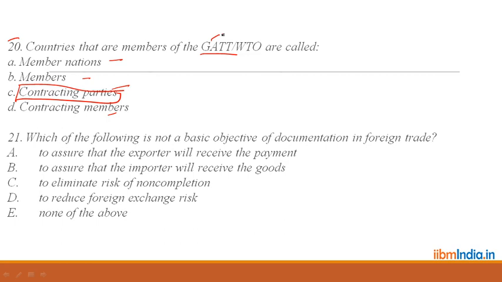Which of the following is not a basic objective of documentation in foreign trade? To assure that exporters will receive the payment, to assure that importers will receive the goods, to eliminate risk of non-completion, to reduce the foreign exchange risk, none of the above. Question number 21. Which of the following is not a basic objective of documentation in foreign trade?